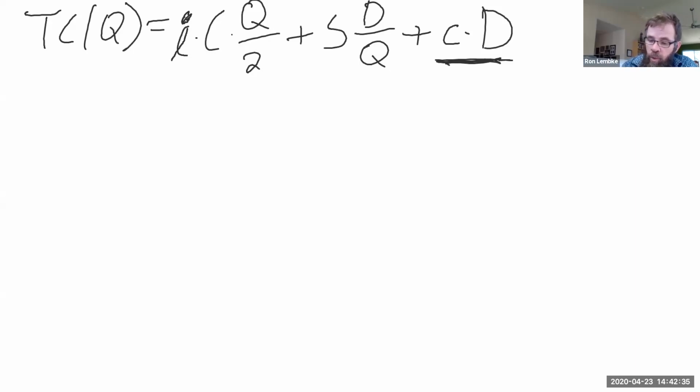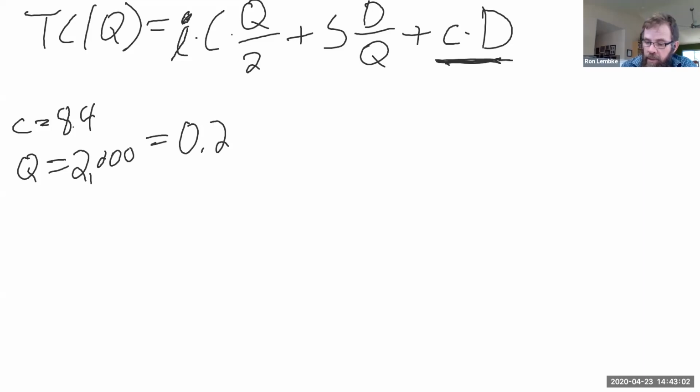All right, so first step, the cost is $8.40, and we buy 2,000 units at a time. So our interest rate is 0.2. The cost is 8.4. The order size is 2,000 divided by 2.